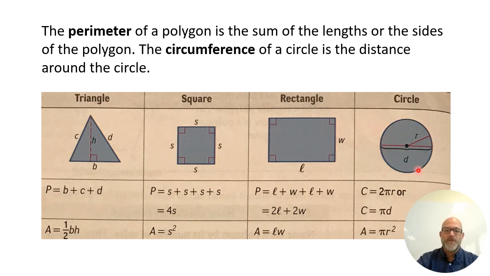You have to know these formulas, and you probably have encountered them already. How do you get the perimeter of a triangle? Add sides B, C, and D. Those are just names. How do you get the perimeter of a square?